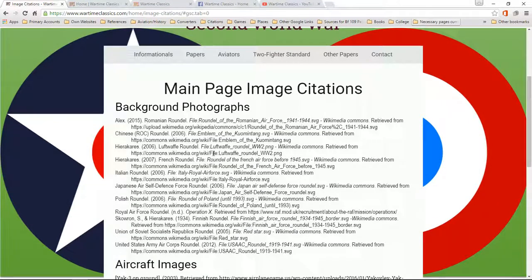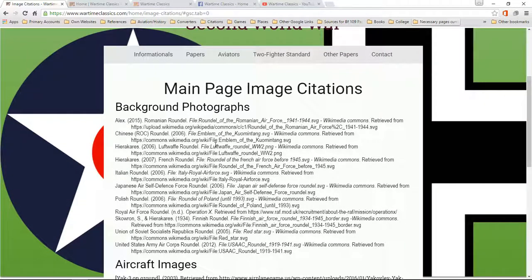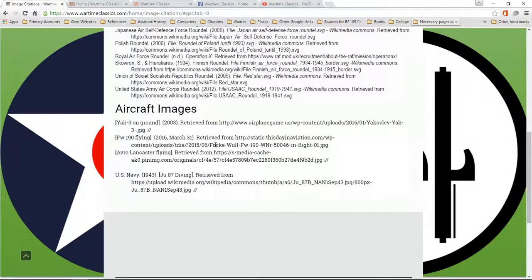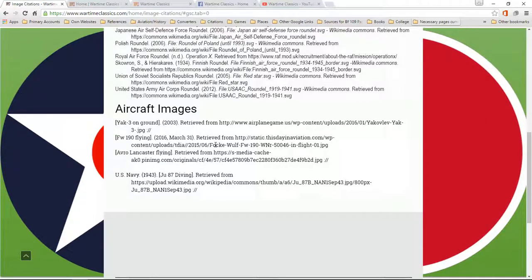The top part is the background photographs, so that's the roundels in the back. The second part right here is the aircraft images, so those are the ones that I was just going through in the collages. I just need to cover the aviators, which should be done relatively soon.